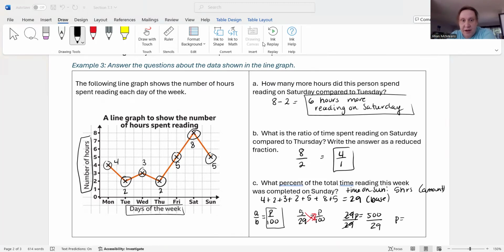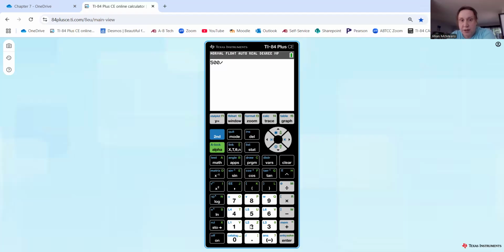So it was 500 divided by 29. And remember, in this case, we don't have to convert our answer to a percentage. It's already going to be in percent format, so we just need to round it. And let's go one decimal place here.